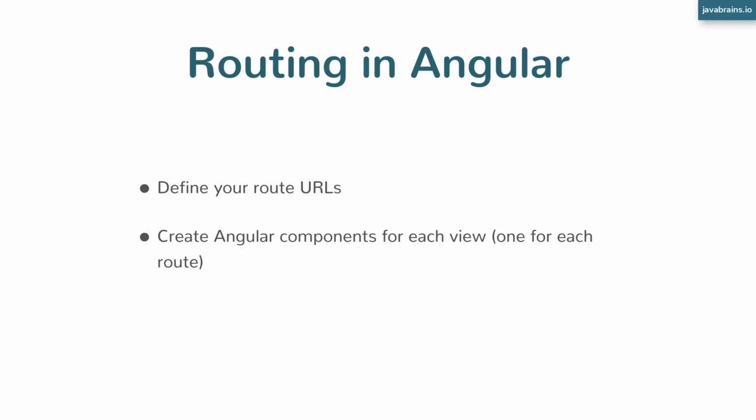Third, you map your route URLs to your components. You do this by telling Angular Router which URL path needs to load which root component. And that's it. That's Angular routing in a nutshell. Now that you've understood the concepts, let's get into the code. We will explore creating routes in the next video by creating a new Angular project with routing all in place, thanks to the Angular CLI.